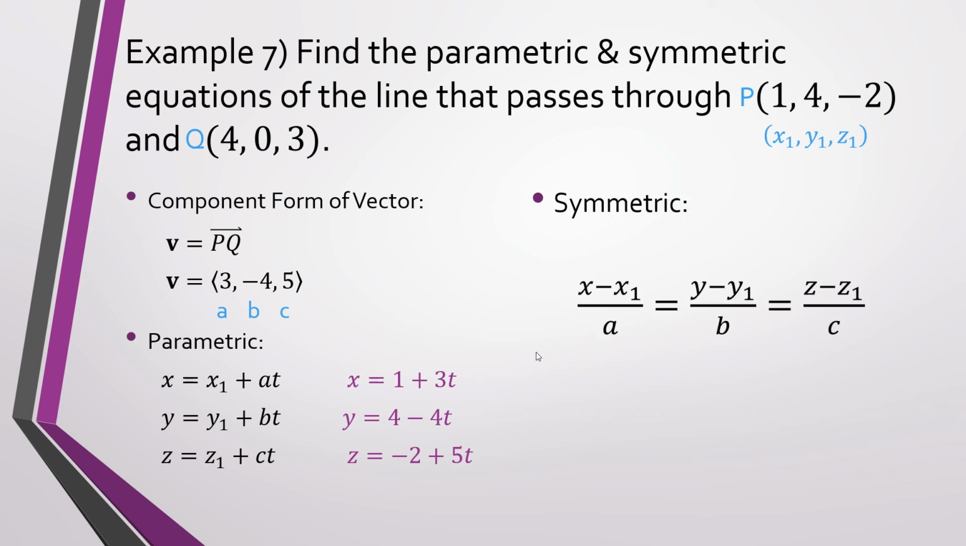For our symmetric equations, x minus x sub 1, which is 1, over a, which is 3, equals y minus y sub 1, which is 4, over b, which is negative 4, equals z minus z sub 1, and since z sub 1 is negative 2, z minus negative 2 gives us z plus 2, over c, which is 5. And there's our symmetric equation for this line.